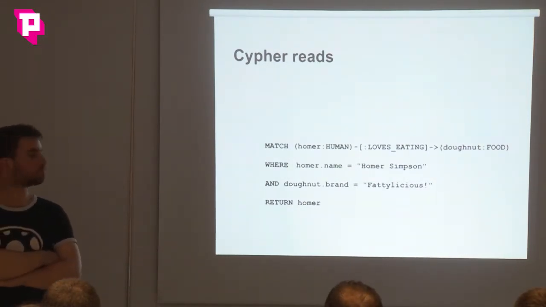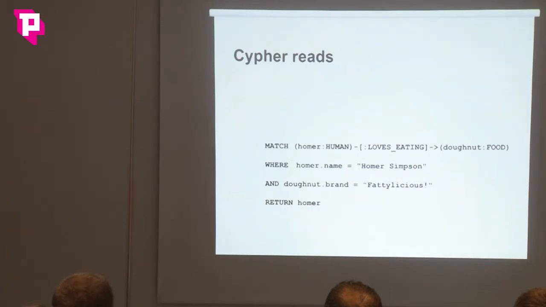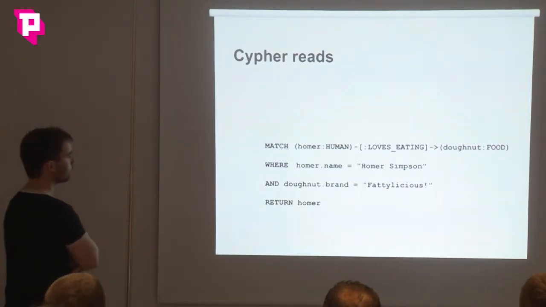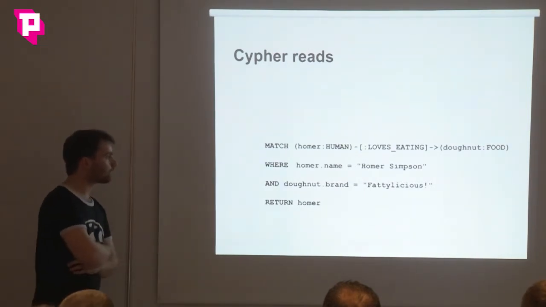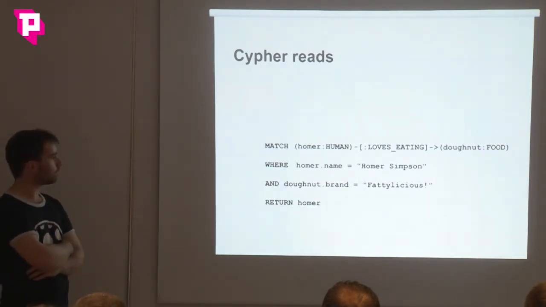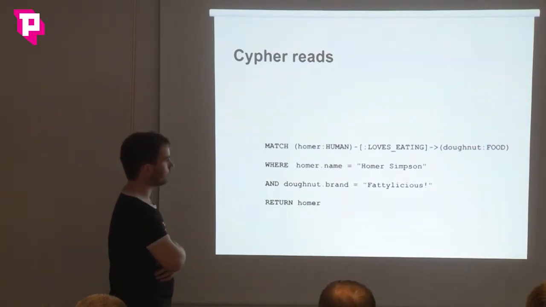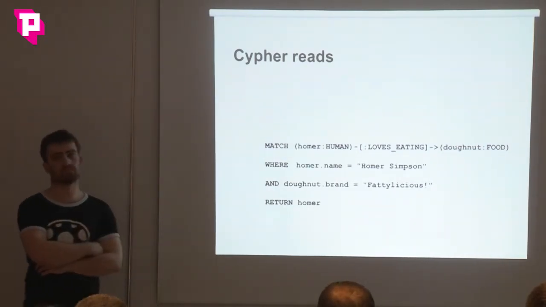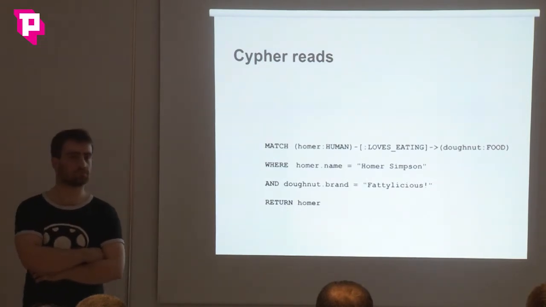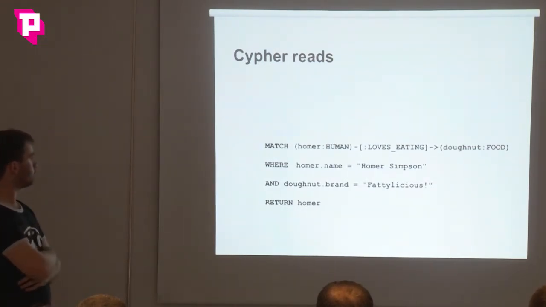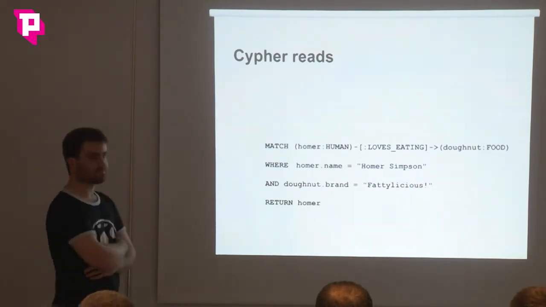That means give me the human whose identity is Homer and has a relationship to food, which is donut, and the relation is loves eating. In which the human's name is Homer Simpson and the donut's brand is Fatalicious.